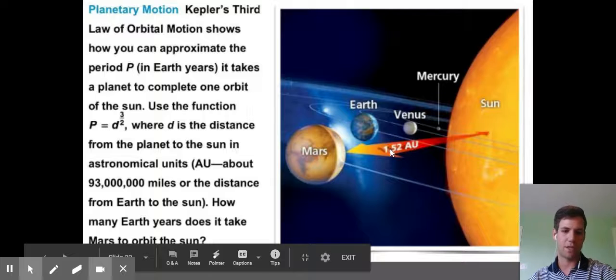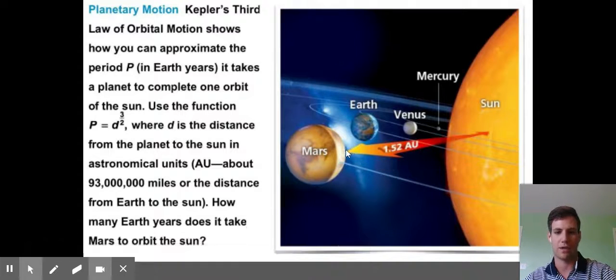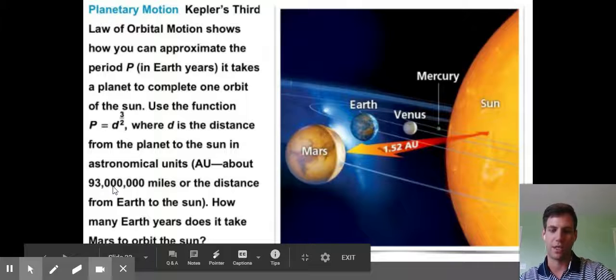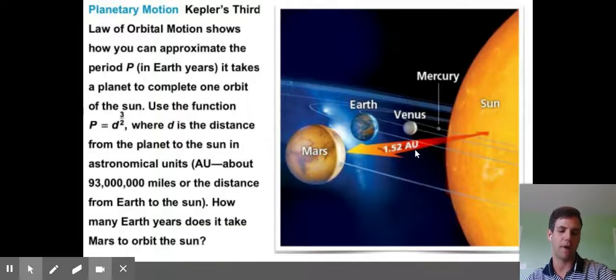And our picture tells us that if the Earth from the sun is 1 astronomical unit, which is 93 million miles, Mars is 1.52 astronomical units. So it essentially is about 50% farther away from the sun than the Earth is.